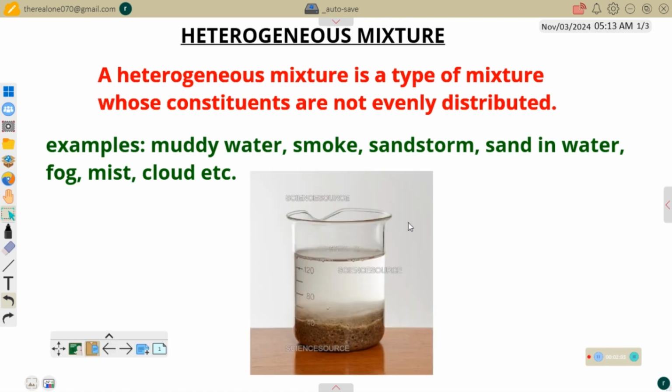Now, we have sand in water. Consider sand poured inside water. The sand will settle down due to gravity. So, this is another heterogeneous mixture. You can see that this part contains more of sand than water, while the upper part contains more of water than sand. It shows that the particles or the constituents are not evenly distributed. And this is a good example of heterogeneous mixture.